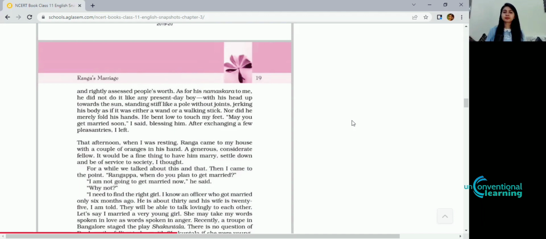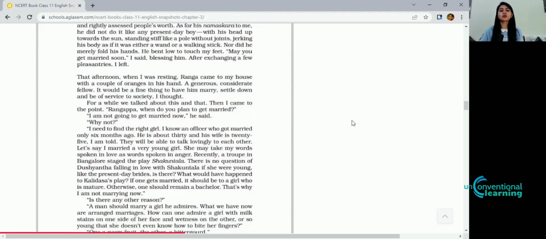Now the scene shifts because Ranga goes to his home, and the narrator also goes to his home. Now the scene shifts, as you can see on the screen. That afternoon when I was resting, Ranga came to my house with a couple of oranges. So when a question comes in your exams, what does the narrator say when Ranga touched his feet? May you be killed, may you get married soon, may you study very well, none of the above.